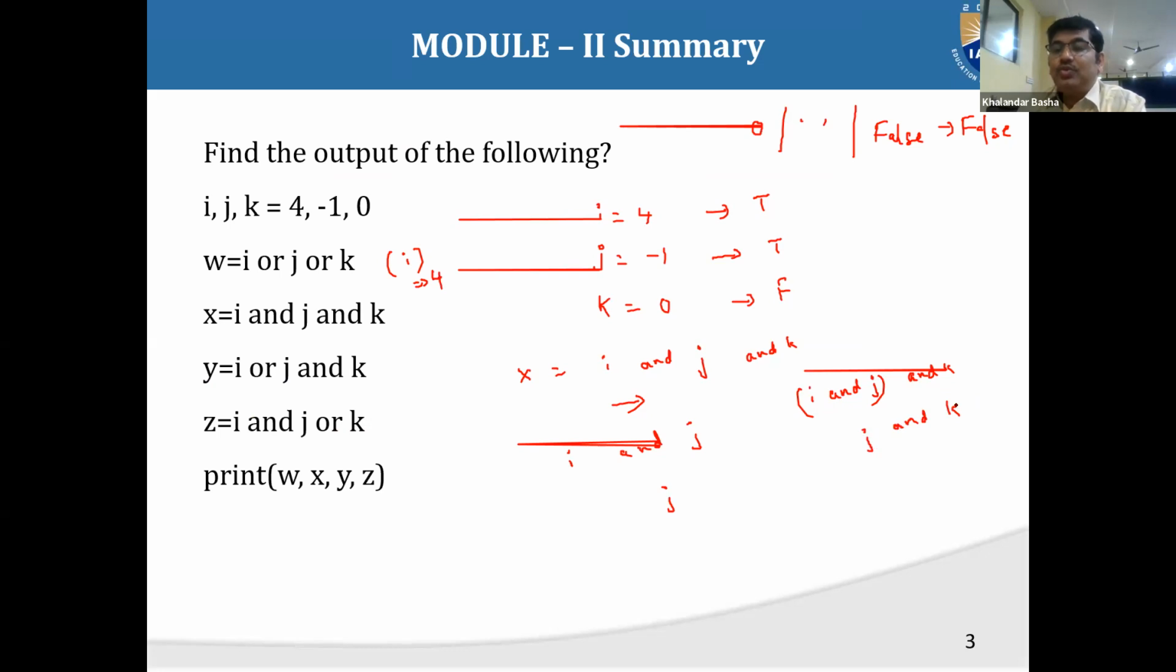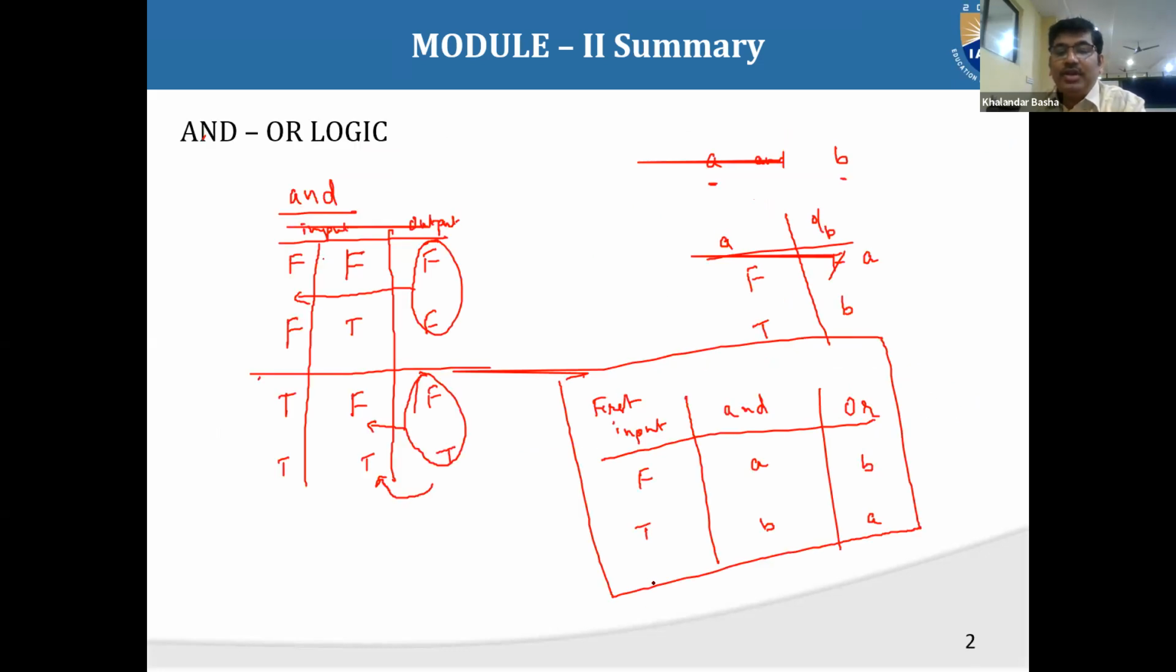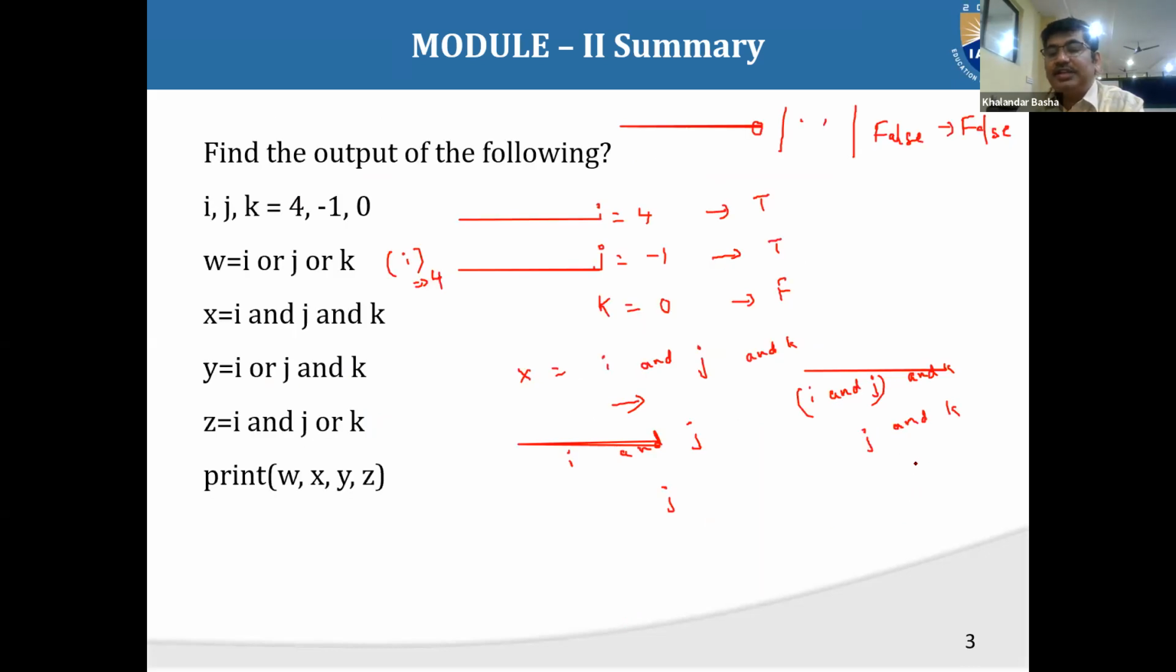So again J is true. If the first input is true, what is your output? The second input, that is nothing but K. So here for X, we are going to get the output as K. What is the K value here? K value is -1, that is going to be printed.